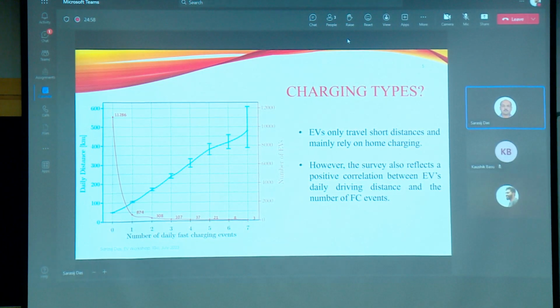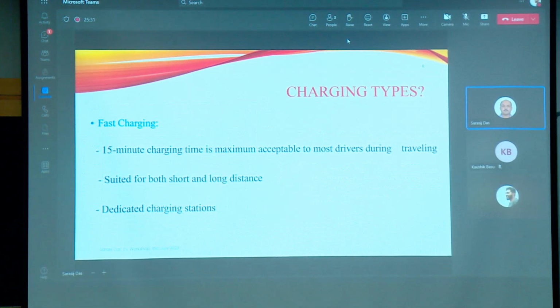This is a graph which I have taken from a paper. It presents the number of daily fast charging events with respect to daily distance traveled. Here you can see that for long distance travel you have to do fast charging of your EV. When it comes to fast charging, the maximum acceptable charging time for most drivers during traveling is considered to be 15 minutes. That means within 15 minutes you should be able to charge your car fully. If you have such a fast charging facility, this kind of charging is suited for both short and long distance travels.